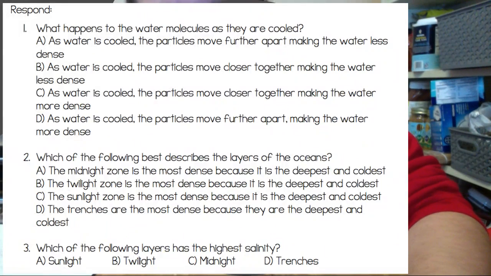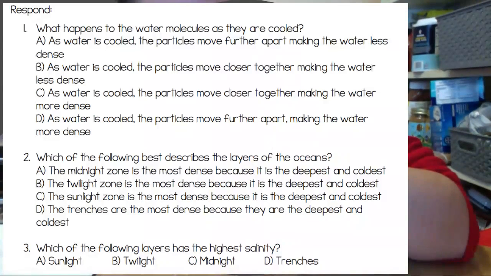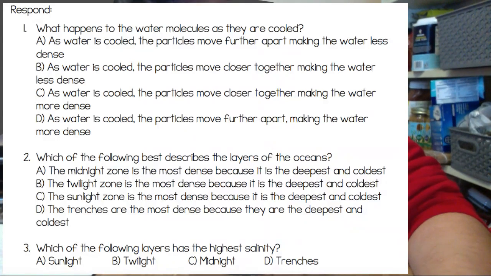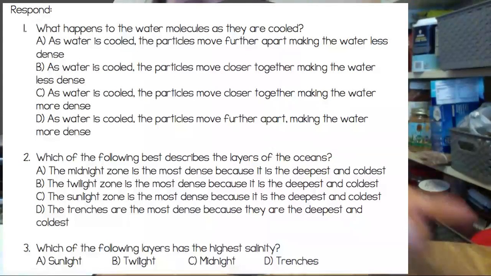So for our response: what happens to water molecules as they are cooled, which of the following best describes the layers of the oceans, and which of these layers has the highest salinity? Answer those. So the answer to these is, as water is cooled, the particles move closer together, making the water more dense. Number two would be D, the trenches are the most dense because they are the deepest and the coldest. And which layer has the most salinity would be D, the trenches. So whatever's on the bottom has the highest salinity because all that salt is falling.